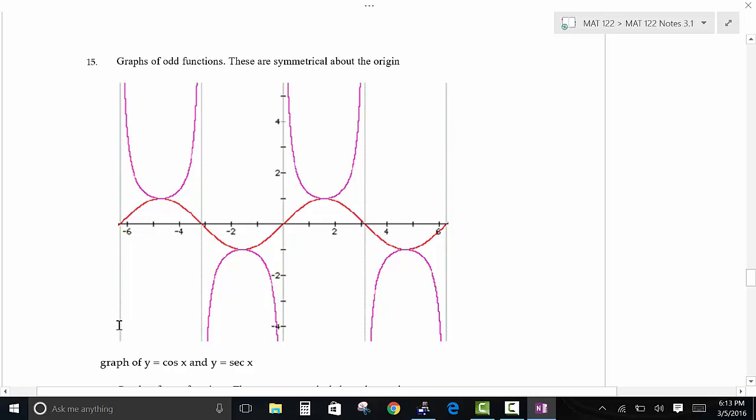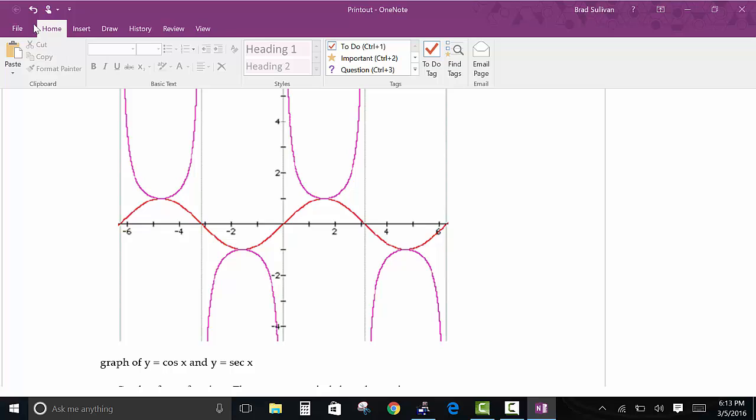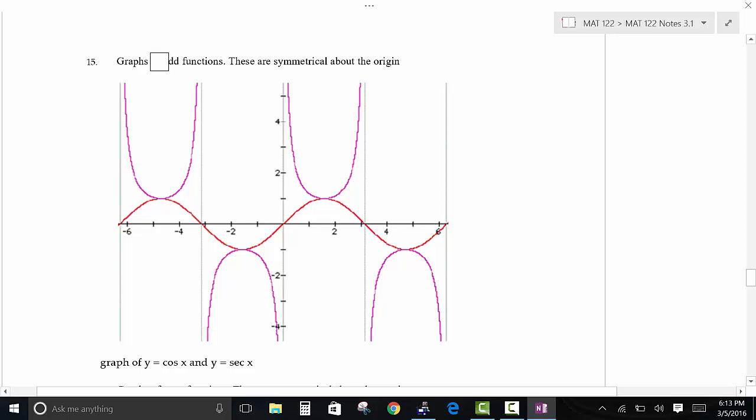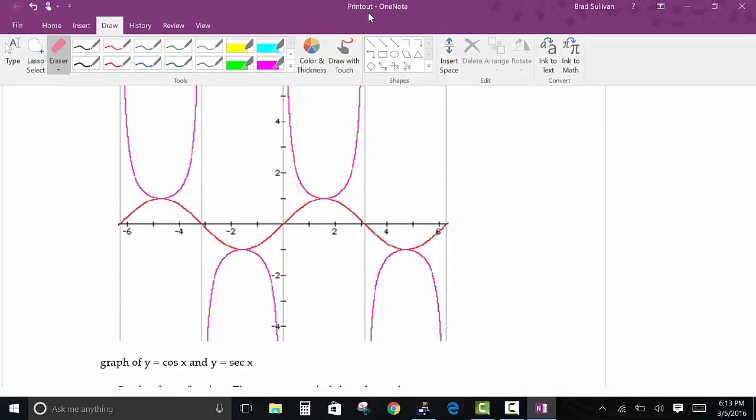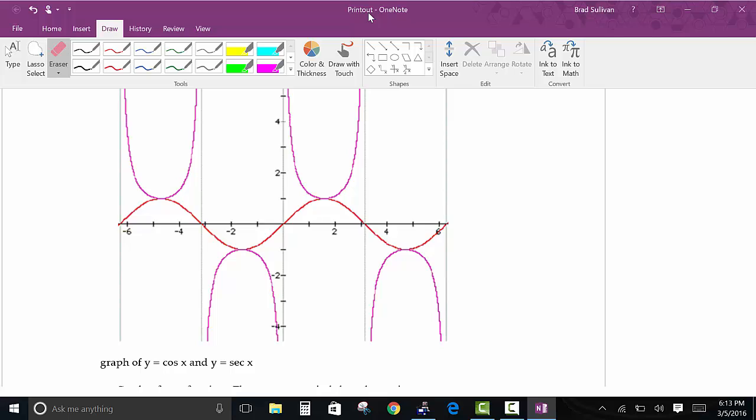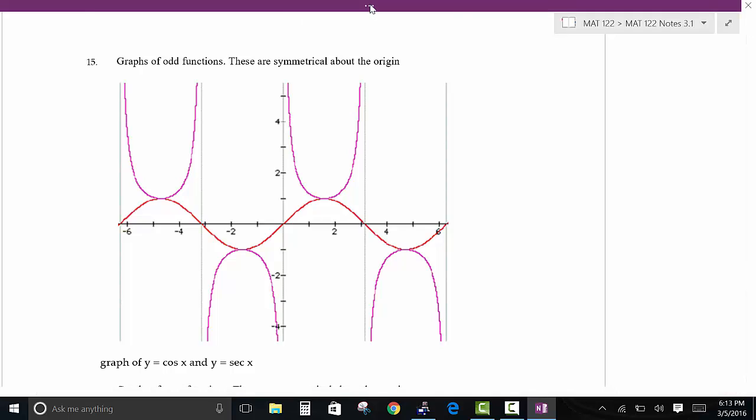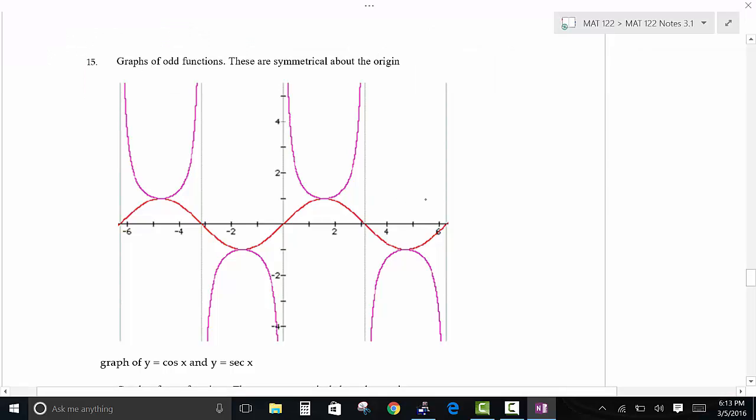Now these are even functions right here. I did a terrible job of typing this out. One of the things I do a lot of times when I type is I cut and paste, and then I forget to change what I pasted. So this would be examples. First of all, these graphs are not labeled right. This is y equals sine x, and then this is the graph of y equals cosecant x.